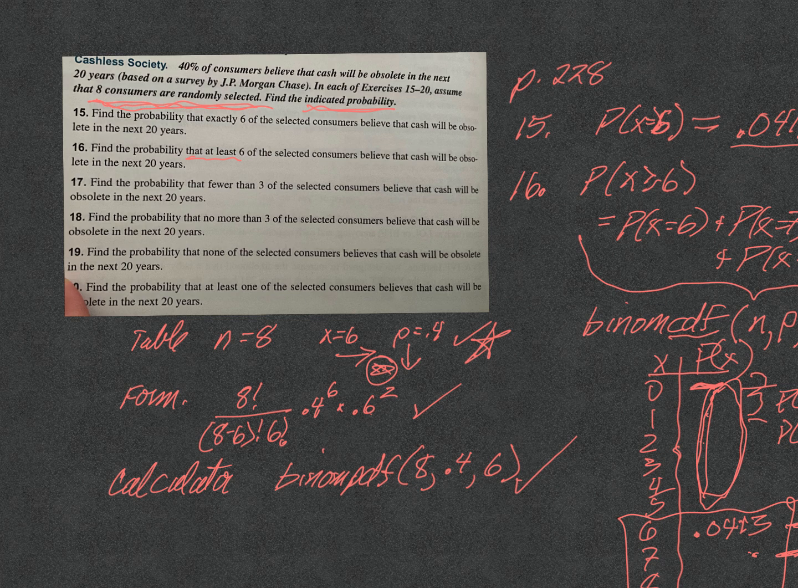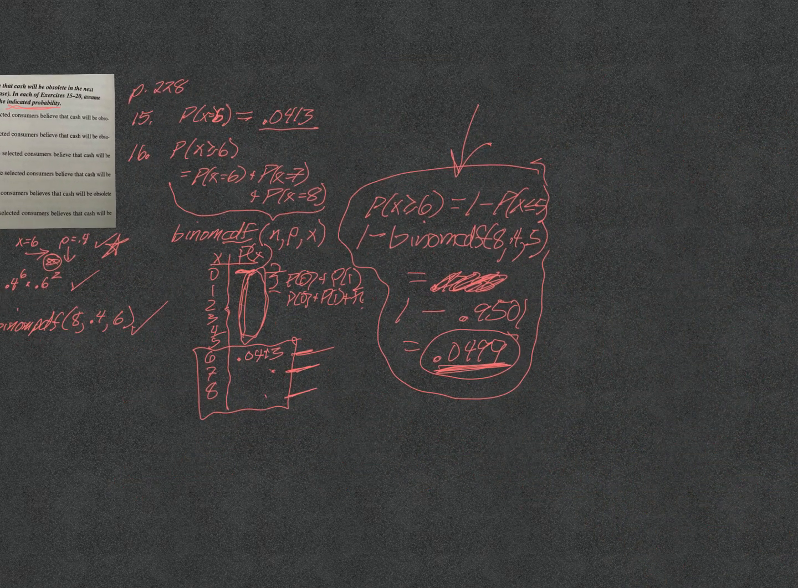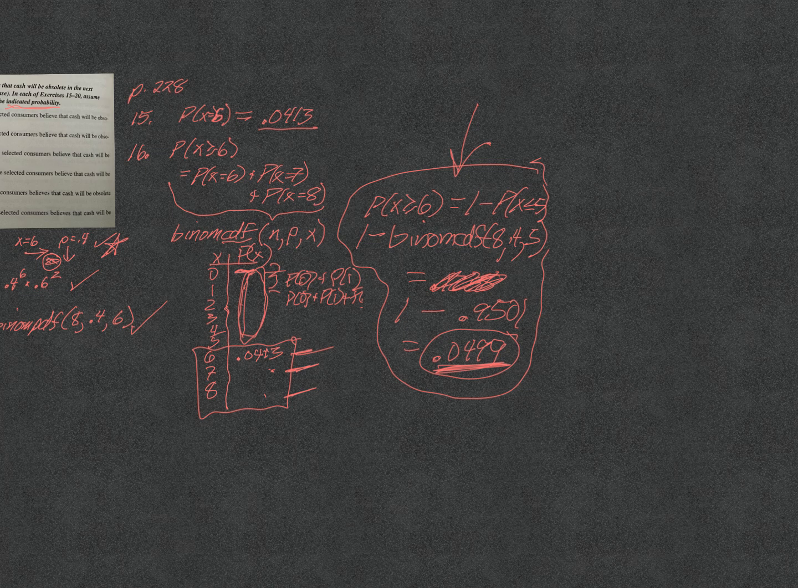Number 17 says, find the probability that fewer than 3 of the customers believe that cash will be obsolete. Okay, so fewer than 3. So let's work on that one. 17. The probability that the random variable is less than 3. Now, in the binomial distribution, less than 3 actually means less than or equal to 2, right? And that's because it's discrete. Since it's less than 3, it can't be 3, so it's less than or equal to 2.